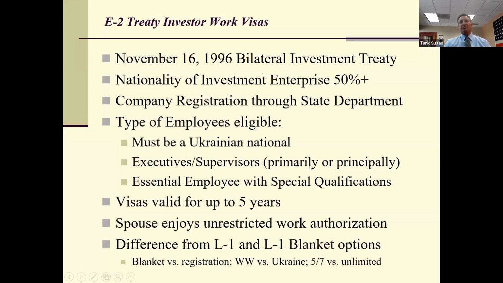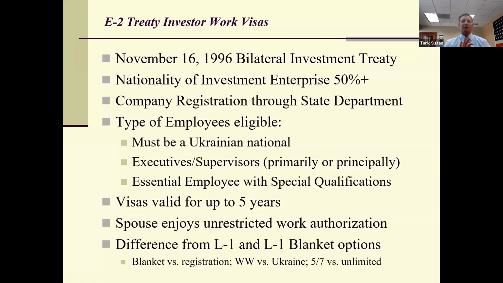So they can be an executive or supervisor under an E2, sort of similar to the L1A. They can be an essential employee, sort of similar to the specialized knowledge L1B, but maybe not quite as stringent a standard. You don't have to show specialization, just that they're an important employee to the US company. These visas are valid for 5 years at a time, generally.